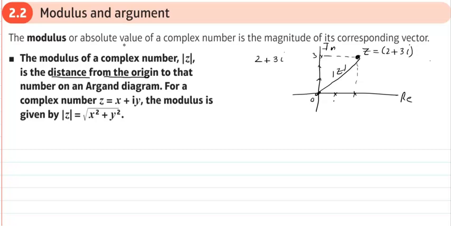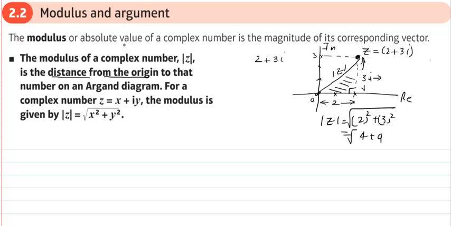So how can we find it? You know that it is 2 and it is 3i, right? The i is just representing that it is on the imaginary part. So if we use Pythagoras theorem in this triangle, the modulus of z should be the square root of 2 squared plus 3 squared. So it should be 4 and 9, and it should be root 13, right? So the modulus is root 13.